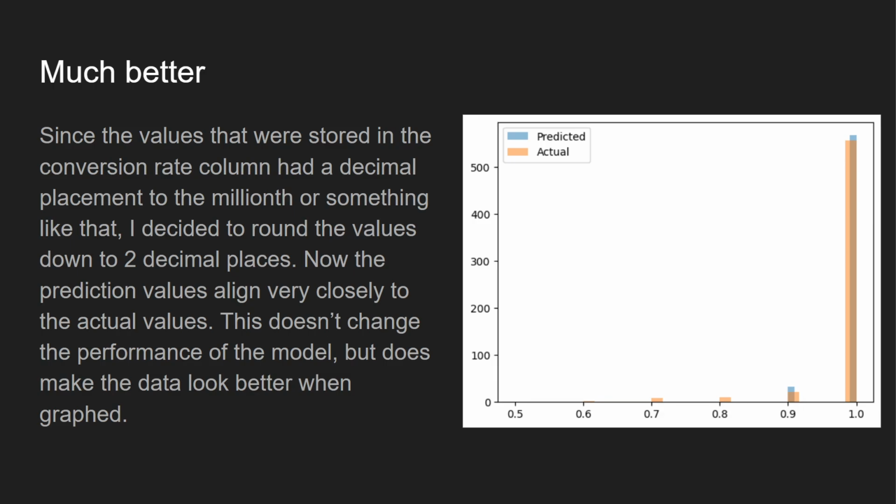But yeah, since the values stored in the conversion rate column had a decimal placement to the millionth or something like that, I decided to round the values to 2 decimal places or 1. Now the prediction values align very closely to the actual values. This doesn't change the performance of the model, but does make the data look better when graphed. And that is it for me.